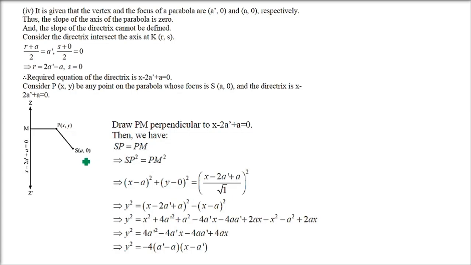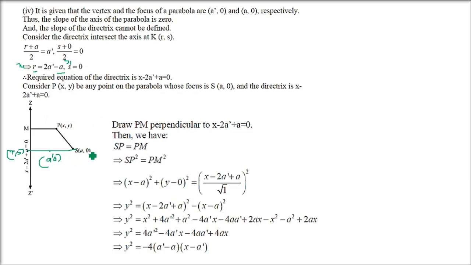is a comma 0. This a comma 0 is on the x-axis, because a comma 0 will lie on the x-axis. So we are talking about a directrix which is actually parallel to the y-axis. So the midpoint, which is the vertex, is given as a dash comma 0. So the point where the axis of symmetry intersects the directrix, let us take it as r comma s. So (r plus a) by 2 is a dash, (s plus 0) by 2 is 0. R and s will come, r will be 2a dash minus a, s will be 0.